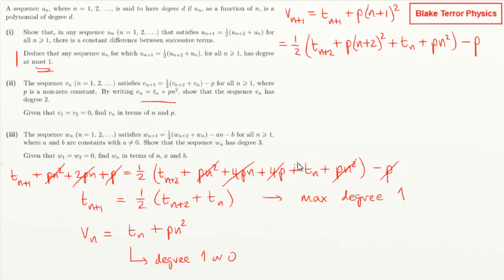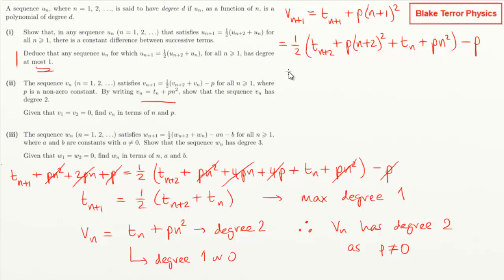And then, so that's got degree 1 or 0, and then that has got degree 2. So we can see that therefore Vn has degree 2 because, or could it have degree 1 or 0? It says it specifically, oh yeah, p is non-zero, as p is not equal to 0. Right, okay.